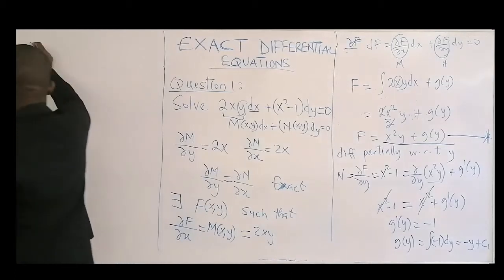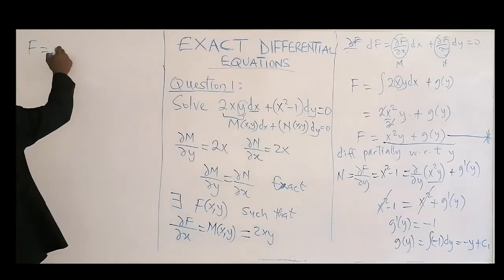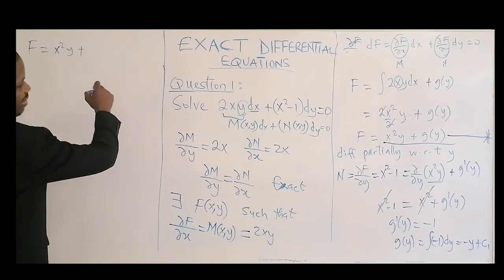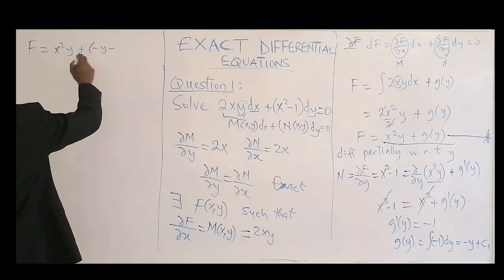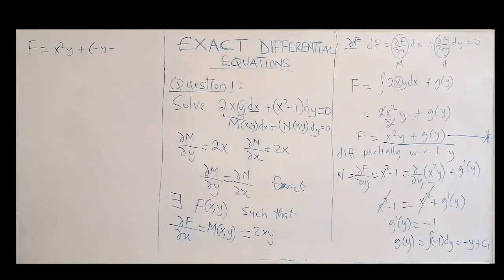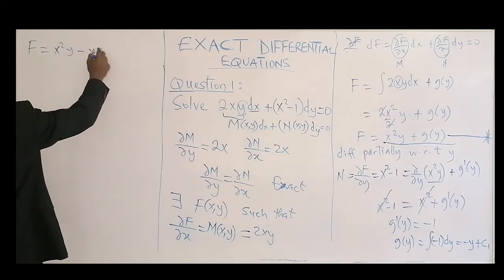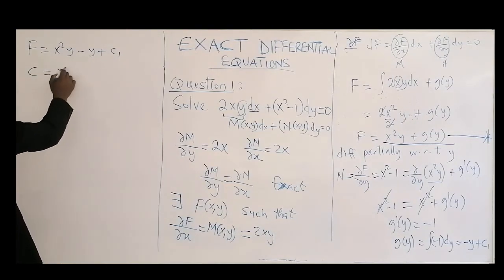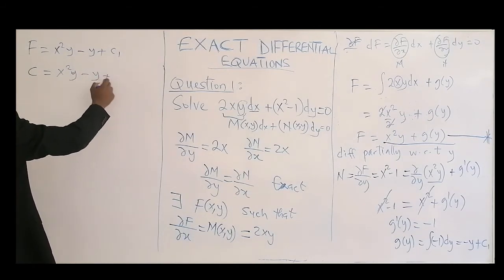So f is equal to what? f is equal to x squared y plus what? Plus what do you have there? We have minus y plus, just substitute that, and that will be equal to what? Minus y plus cy. And don't forget that this capital C is cos c. So that will be equal to x squared y minus y, okay, plus c1.